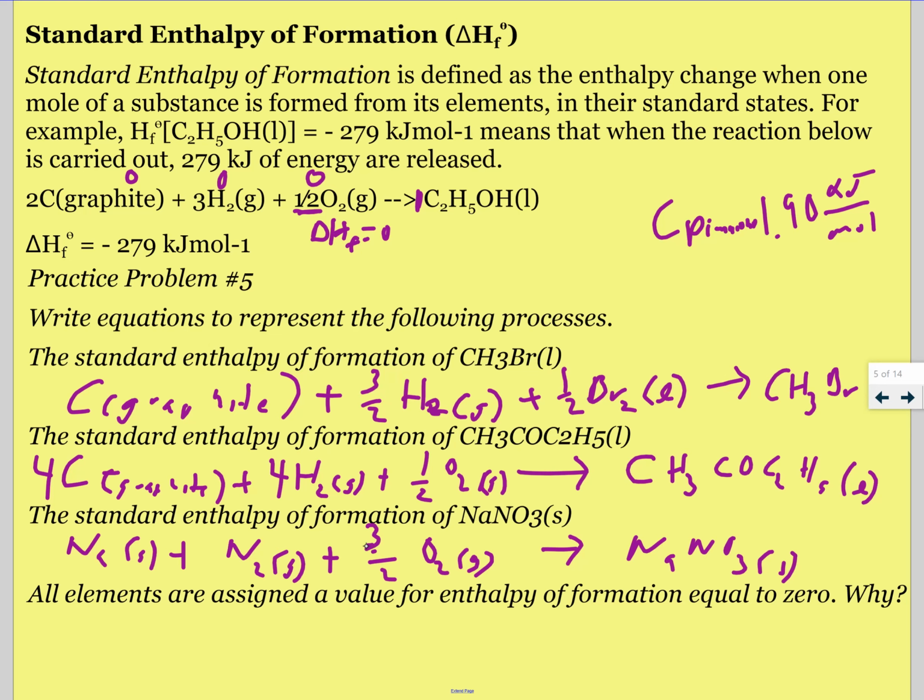All elements are assigned a value for their enthalpy of formation equal to 0. Why? Because elements are in the natural state, and we can't actually measure the enthalpy of an atom or an ion, so we have to set it at something. So we set it at the natural state at 0, and that's why they're always at 0. And then we can calculate by doing a reaction or series of reactions to figure out how much enthalpy it took or was released.